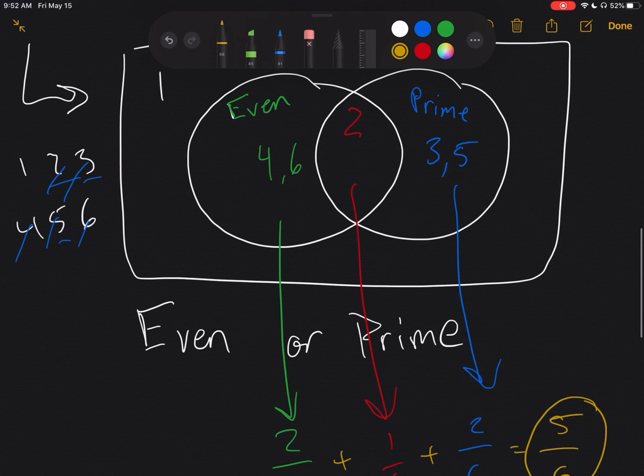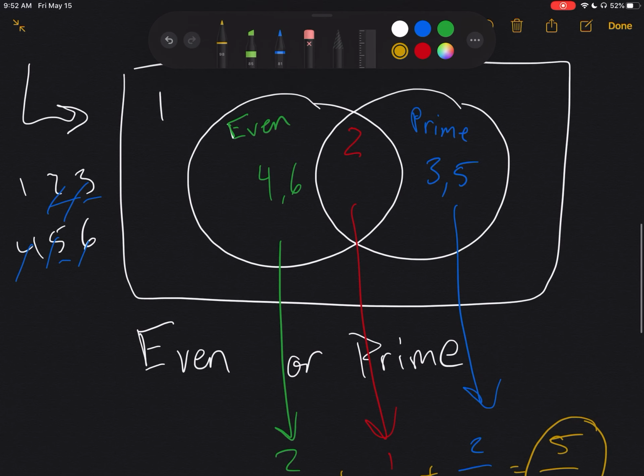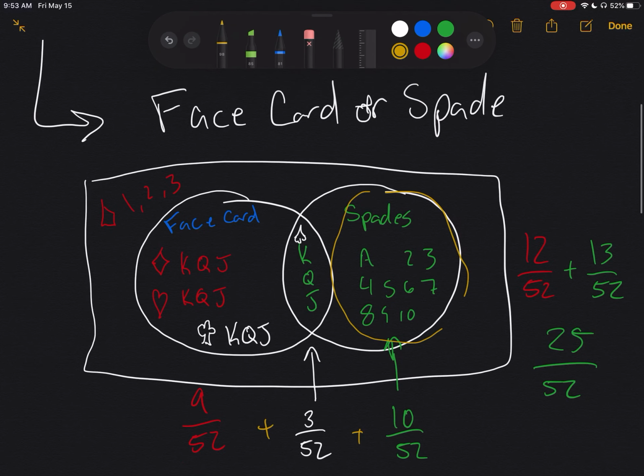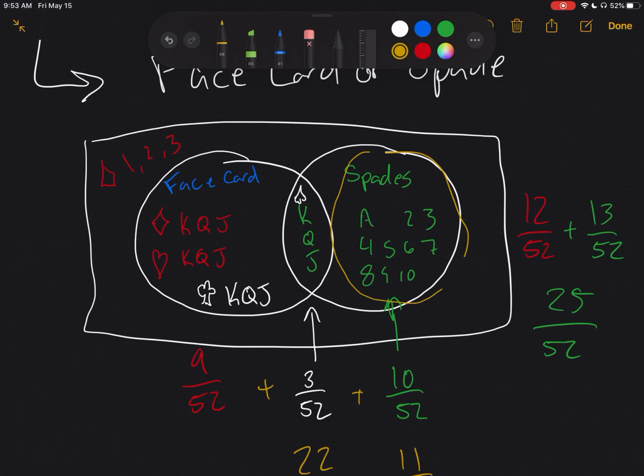Now, you might just say, well, that's kind of obvious. You know, I could just look at this and say, well, the only one that's not there is 1. So obviously it's just going to be 5/6. And I totally agree. I've complicated a more simple example, but you can see why we do that when it comes to a bigger sample space, like something with the deck of cards up here.